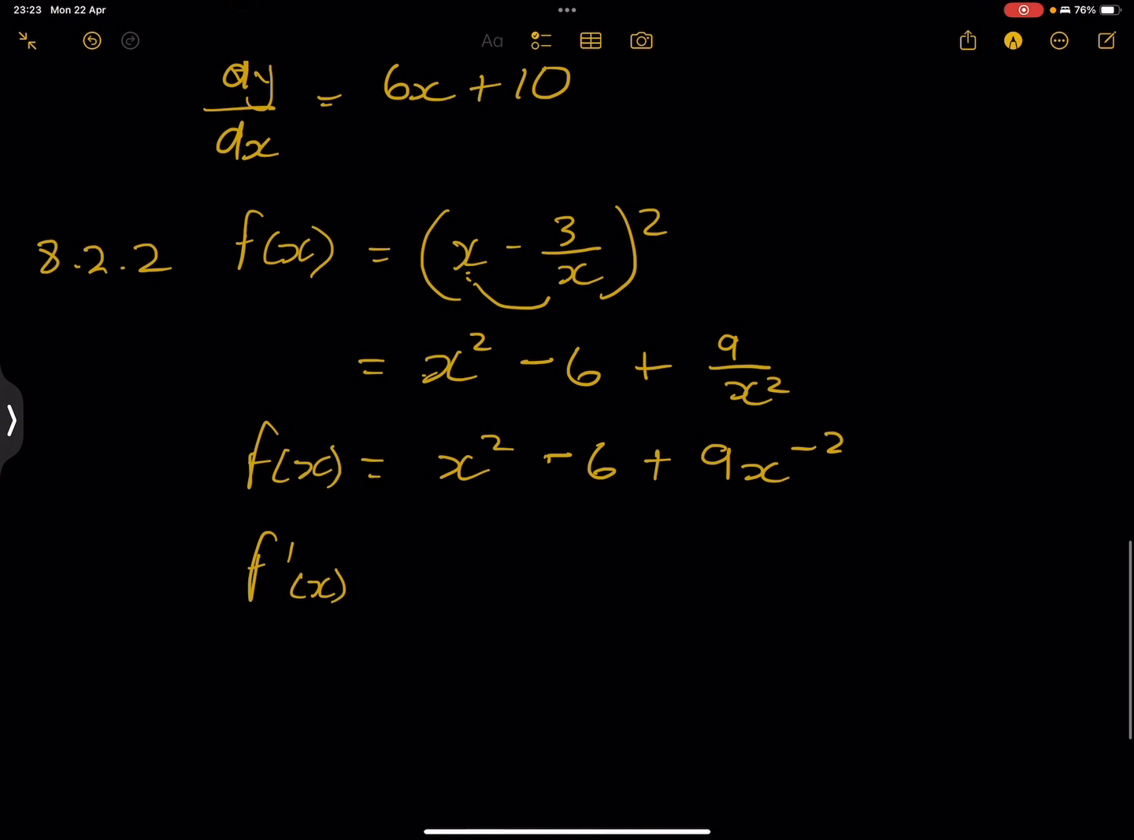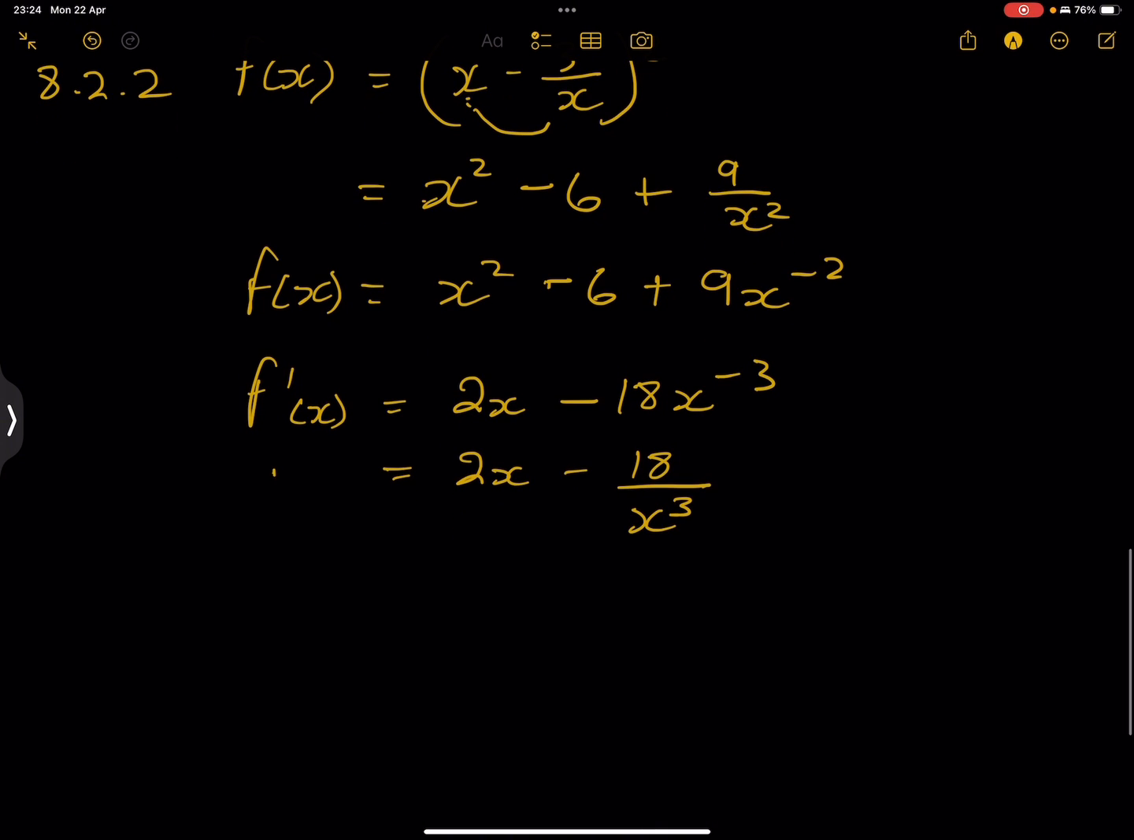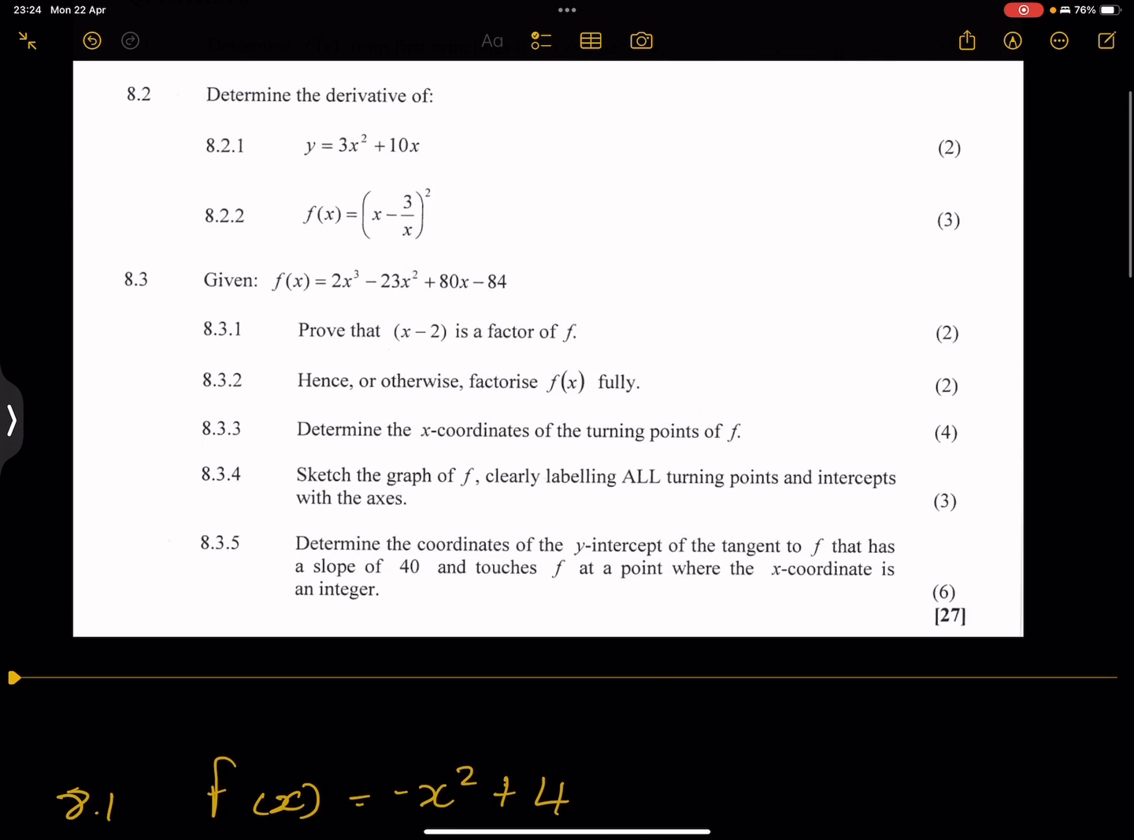So f prime of x, that would be 2x minus 18x to the minus 3. Remember, we use our jump down rule, so 2 times negative 2 times 9 is 18, but we say minus 1 to the exponent, that's minus 3. So if you want to, this would be minus 18 over x cubed. Okay, so that is our f prime of x. Okay, right, let's go to the next question.